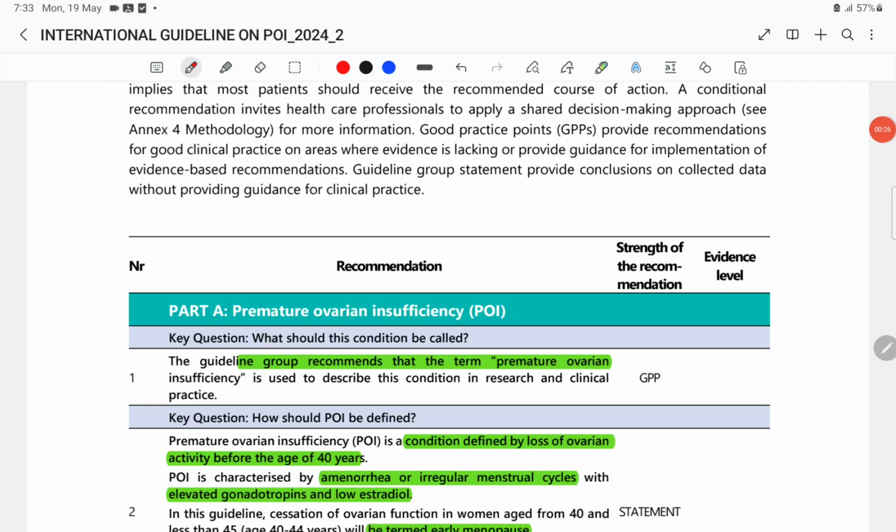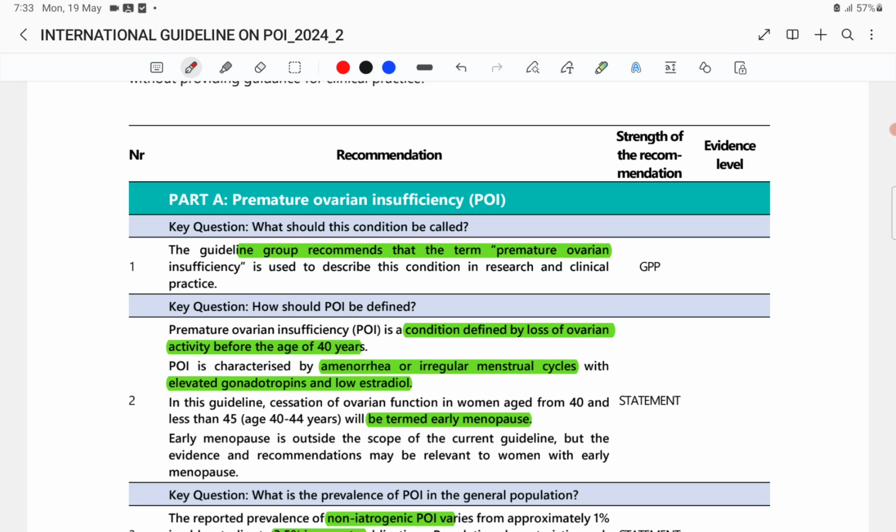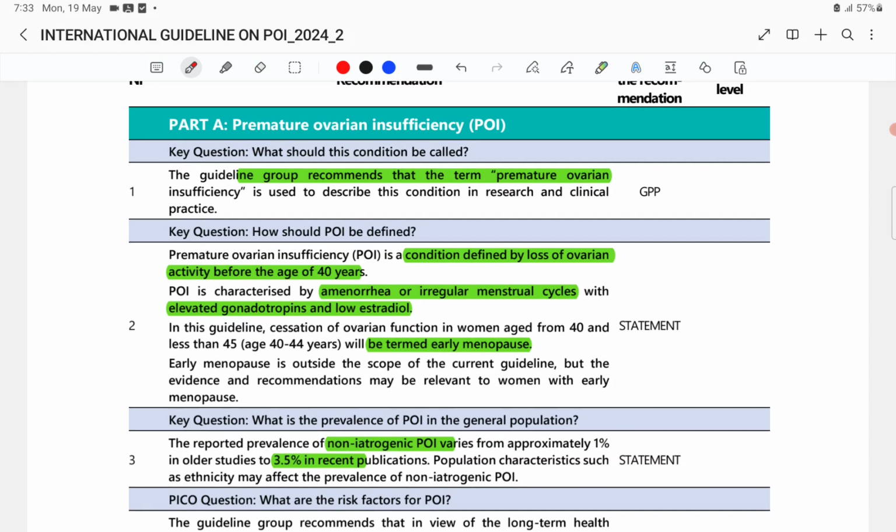So what are the key recommendations on premature ovarian insufficiency? Part A is the key question: what should this condition be called? The guideline group recommends the term premature ovarian insufficiency, which is used in research and clinical practice.